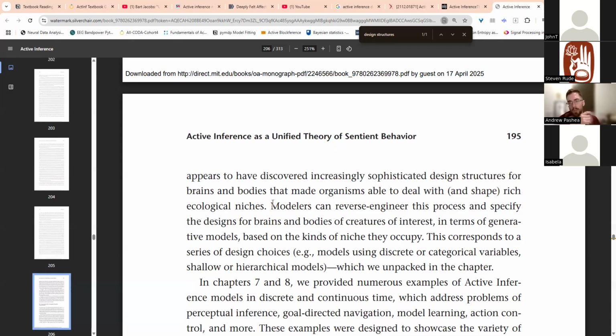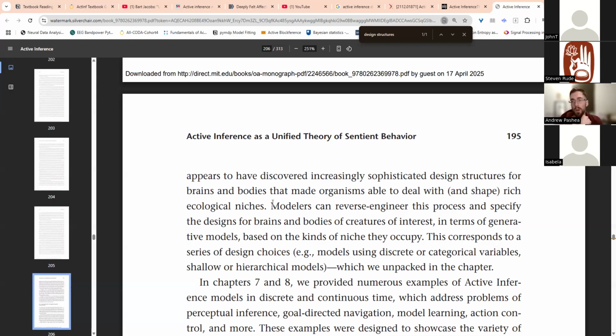Are you trying to point out the separation between actually modeling a cat's brain, for example, versus the reality? And are you making an assumption that we'd never be able to do that? Well, therefore, it doesn't matter if we'd ever be able to do it. The problem is we can't do it now. And so saying modelers, present tense, can reverse engineer this process and specify, present tense, the designs for brains and bodies of the creatures of interest, it's a weird thing to say. That's like Victor Frankenstein almost.